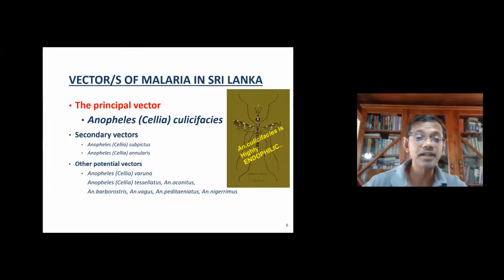The principal vector of Sri Lanka is Anopheles culicifacies. There are some secondary vectors and other potential vectors, but they are not important because in Sri Lanka, vector control in malaria is mainly targeted at this species, Anopheles culicifacies. And fortunately, Anopheles culicifacies is highly endophilic. So IRS and LLIN can control transmission as well as interrupt transmission.